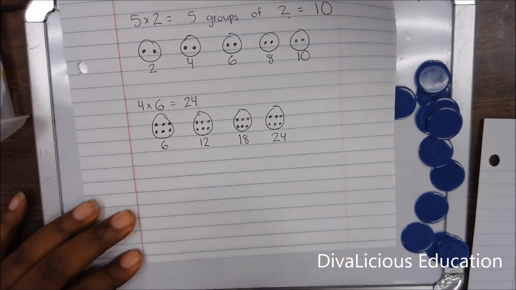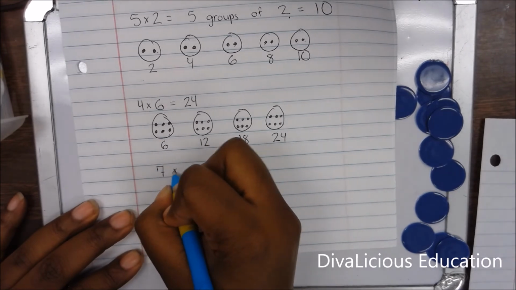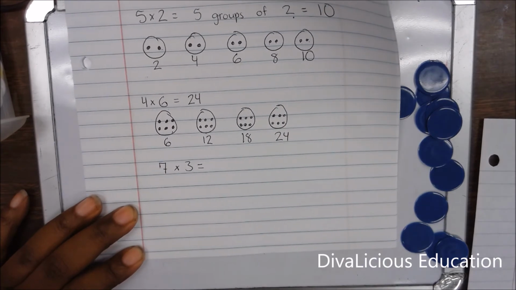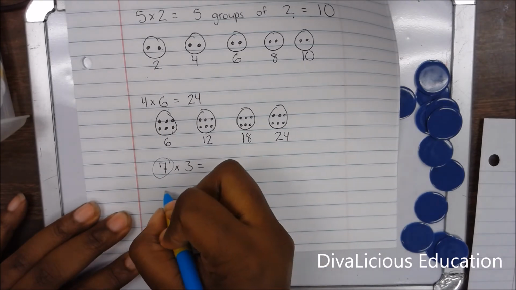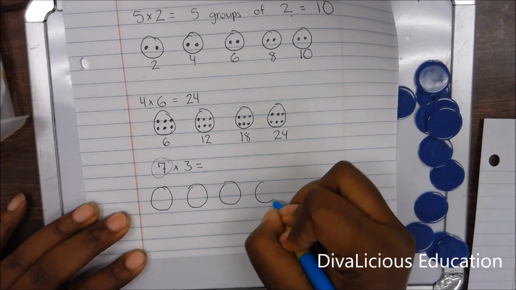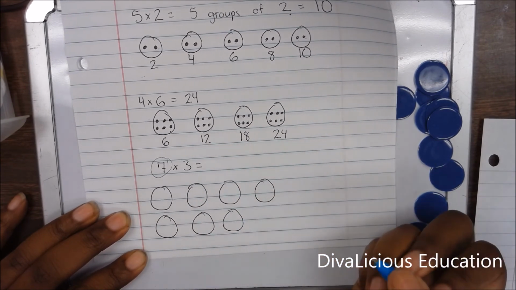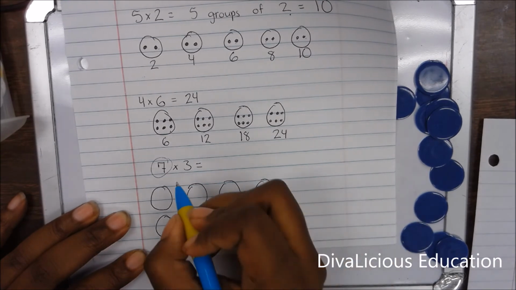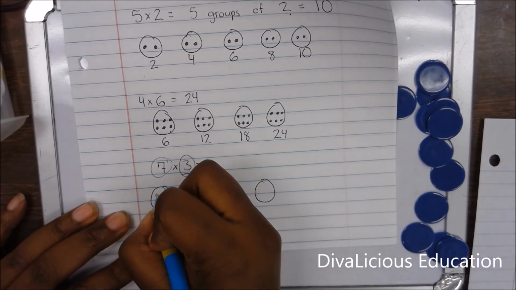Let's just do one more, just to make sure you got a good hang of it. So this time, let's try 7 times 3. How many groups do you need? That's right, one of our factors is the number 7. So we need 7 groups. 1, 2, 3, 4, 5, 6, 7. And in each group I need, great, the other factor is 3. So I need to put 3 in each group.